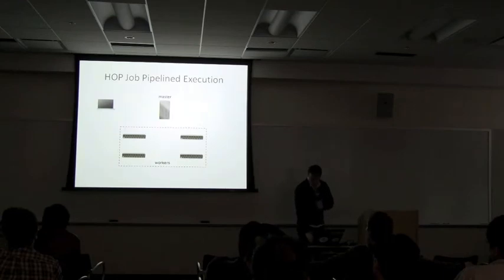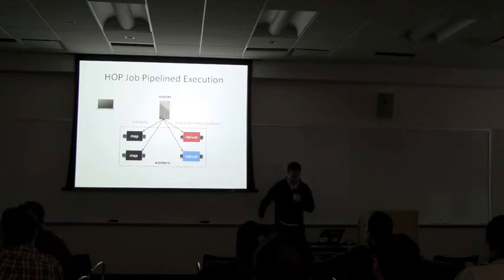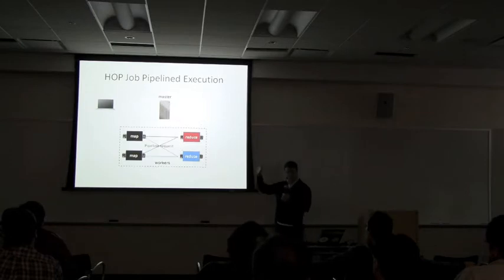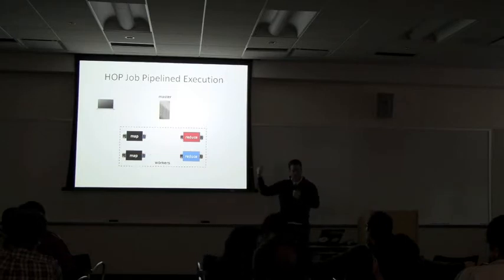So here's the HOP pipeline execution. We're going to schedule the map and reduce tasks, but we're also going to forward the map locations early on to the reduces. Those reduces can make requests over to the maps early. And then from there, the maps can start pipelining the data to the reduces.